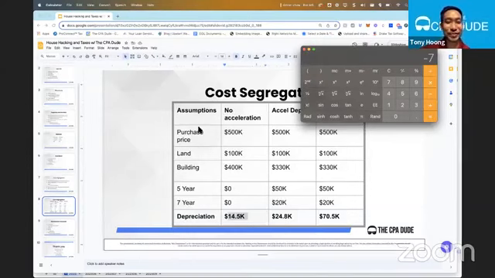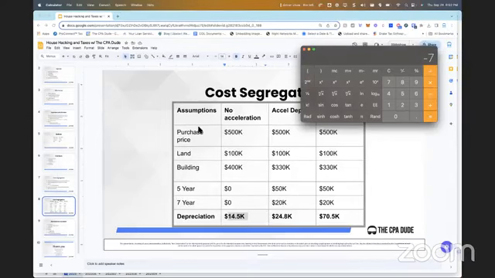Okay, so my confession is an error I made a couple of years ago, since I didn't have much knowledge. I did a cost seg on my property. I'm a W-2, and now I have a bunch of paper losses that are locked in, and because I don't have the real estate professional status or designation, I can't unlock it.